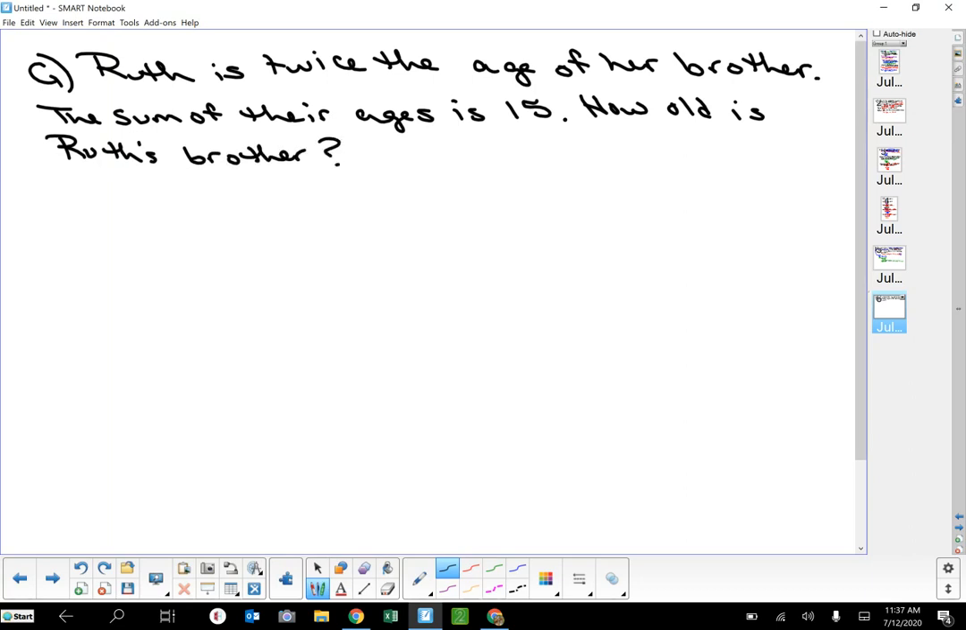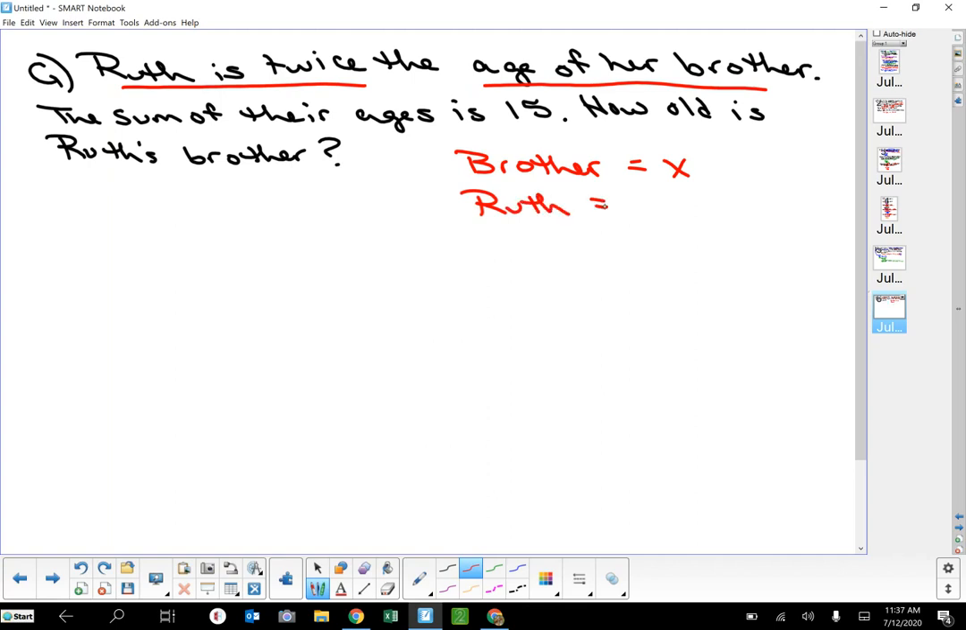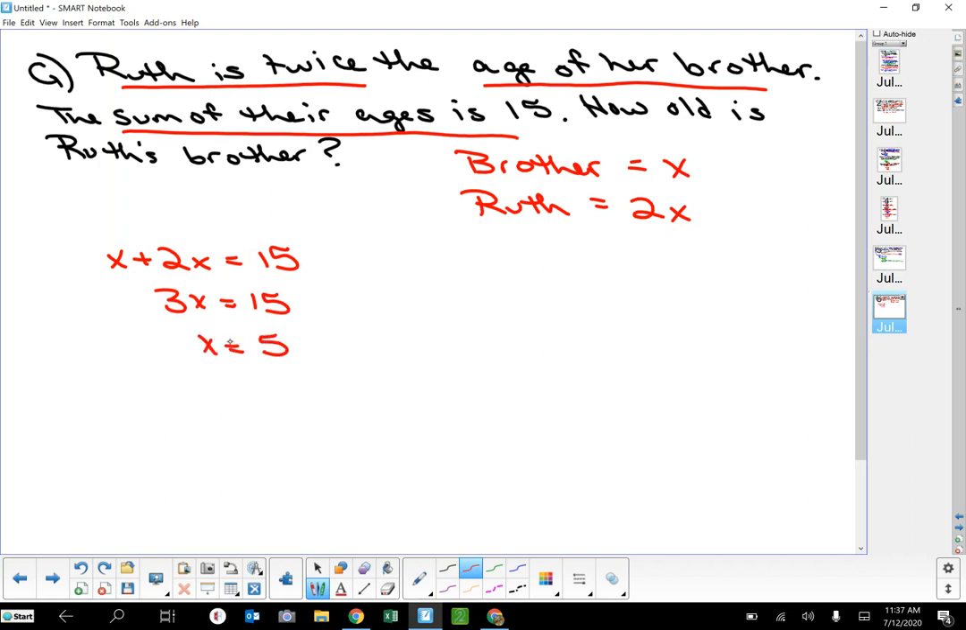Okay, well, we don't know anything about the age of her brother, so he's X. Ruth is twice his age, so Ruth is 2X. The sum of their ages is 15, so X plus 2X equals 15, 3X equals 15, X equals 5, so this is the brother's age. And if they wanted to know, then Ruth would be 2 times that, which would be 10, right?